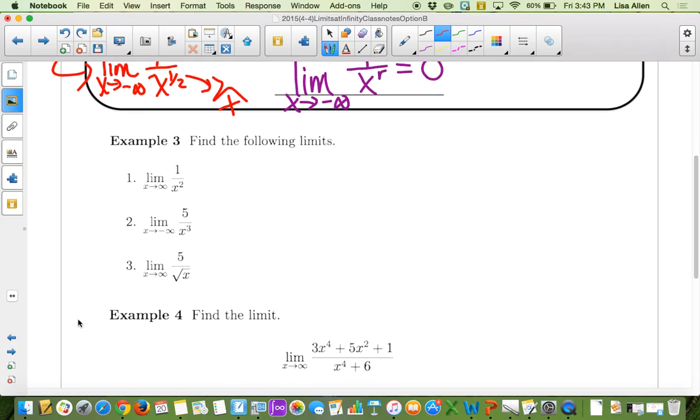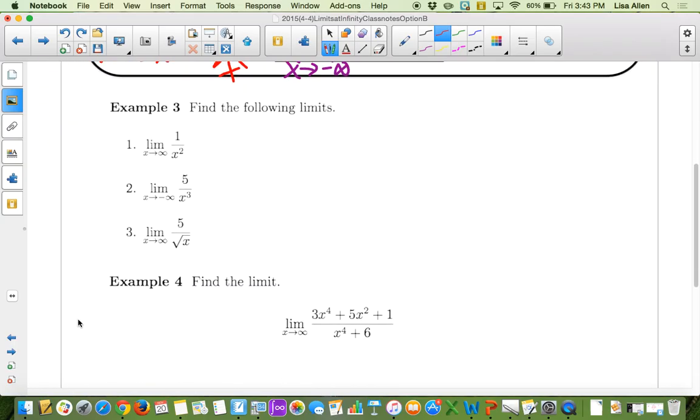So let's look at limits of some of these functions. Find the following limits. The limit as x approaches infinity of 1 over x squared is equal to, we'll just plug away. Here we've got 1 over infinity squared, which is equal to 0. And we would call that a positive 0, but nonetheless a 0.